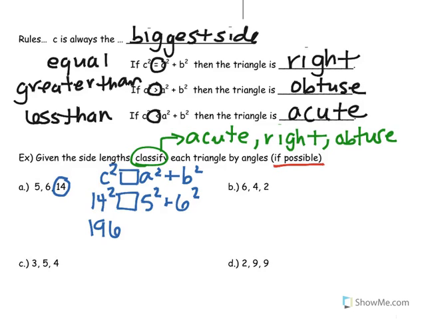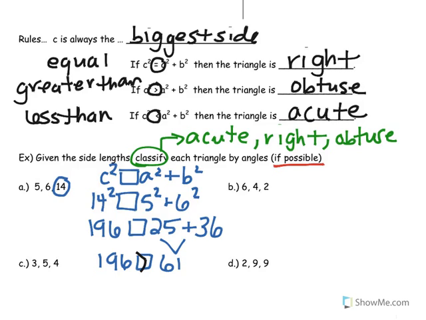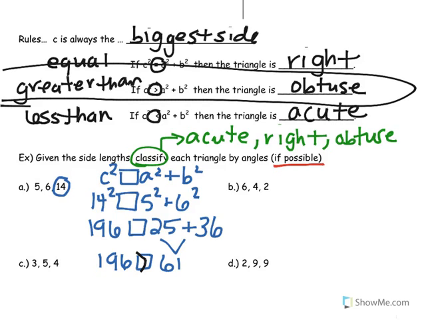14 squared is 196, 5 squared is 25, 6 squared is 36. Add these two together, and I get 61. So now 196, that's definitely not equal to, it's greater than 61. So what happens to the triangle when C squared is greater than A squared plus B squared? That means the triangle is obtuse.